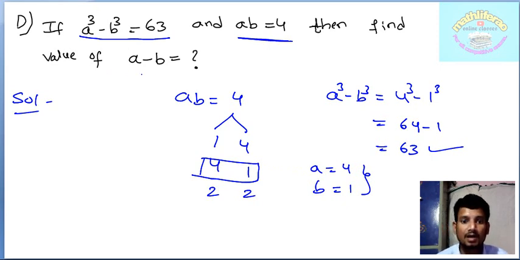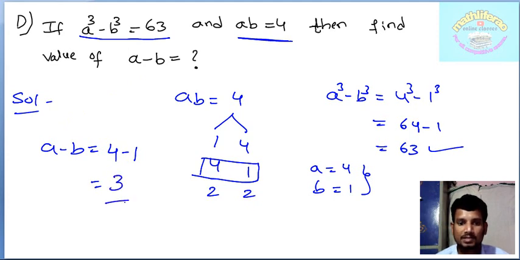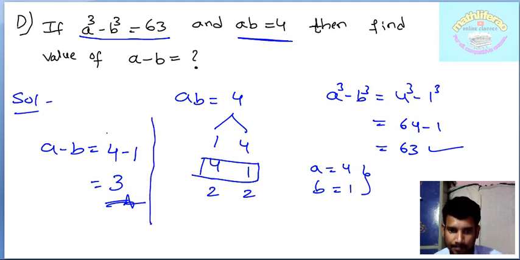Then what is the value to find? We have to find a minus b. a minus b, a value 4, b value 1. 4 minus 1 is 3. So your answer is 3. Your answer is 3.